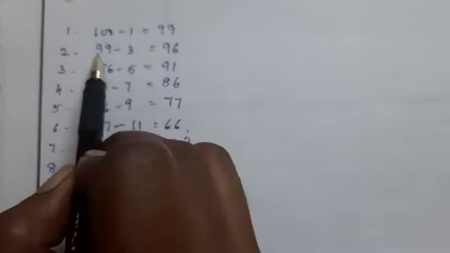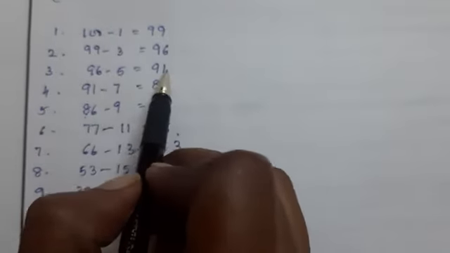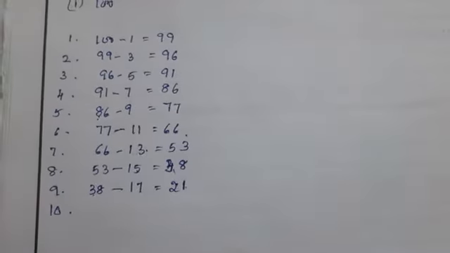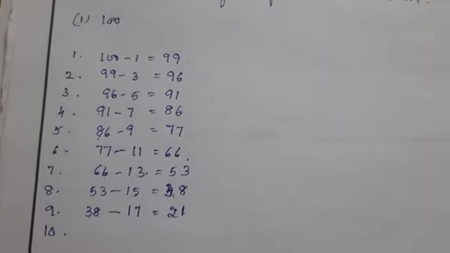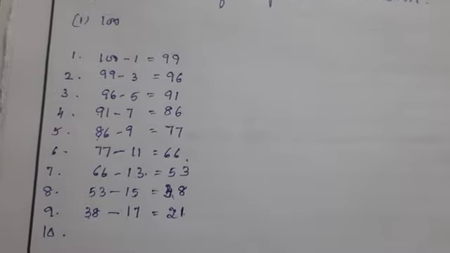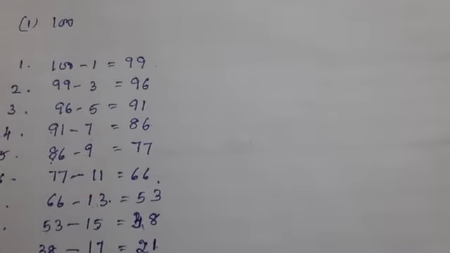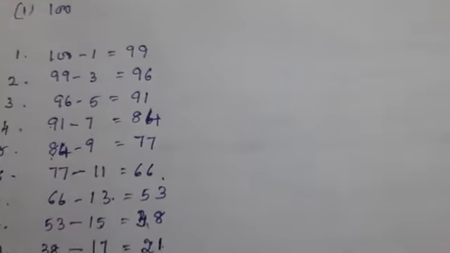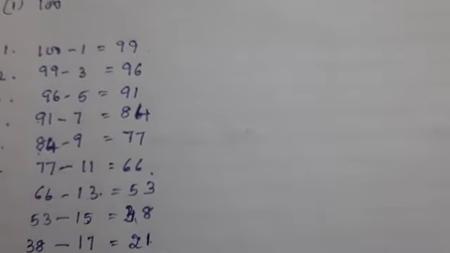100 minus 1, 99. 99 minus 3, 96. 96 minus 5, 91. Here I have gone wrong. It is not 86. 91 minus 7 is 84. Okay, I've gone wrong here. So 84 minus 9, 75.